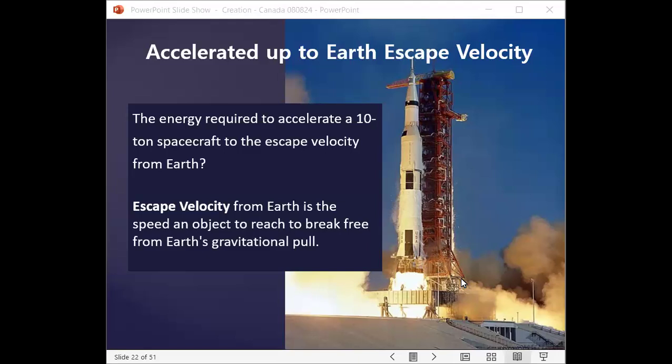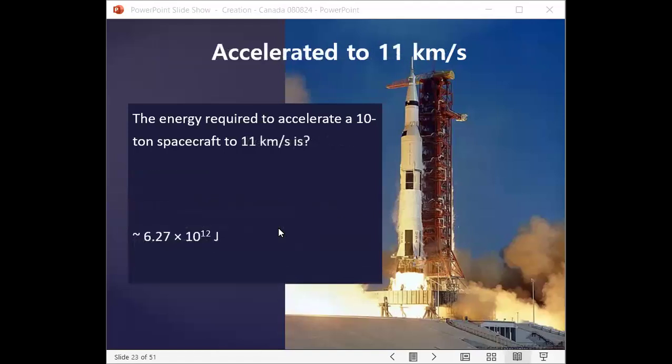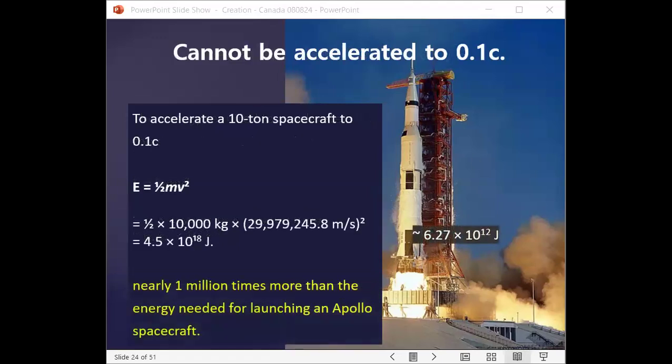The escape velocity is the velocity needed for a body to escape from a gravitational center without further propulsion. So you have to reach that velocity to escape the Earth's gravity there. The escape velocity from the Earth is approximately 11 kilometers per second. And the energy required to accelerate a 10-ton spacecraft to 11 kilometers per second is about 6 times 10 to the 12th joules. So please remember this number, 6 times 10 to the 12th. Now, let's compare this number. This number is basically the energy required to launch your rocket and then let it escape the Earth. That's it, okay? So that's the energy required to do that.